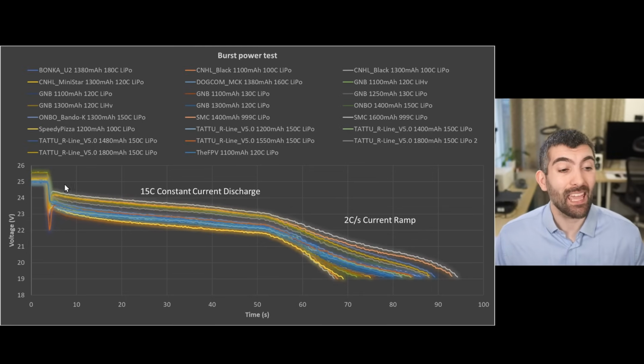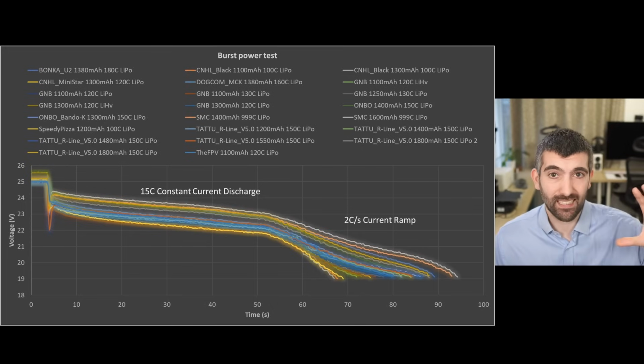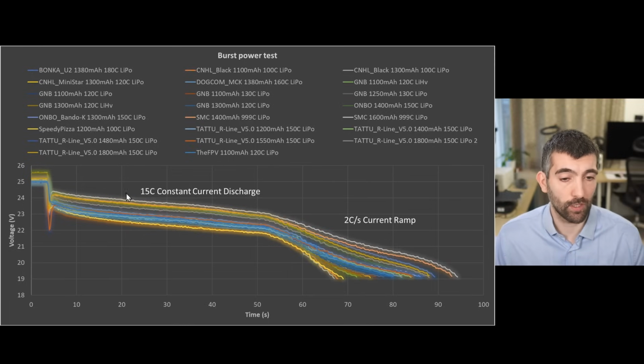And here we're doing a 15C constant current discharge for 48 seconds, which will bring the pack to 80% full. And because it's a constant current discharge, packs that hold higher voltage actually deliver more power overall. So you tend to see a little bit of a compression of the curves there.